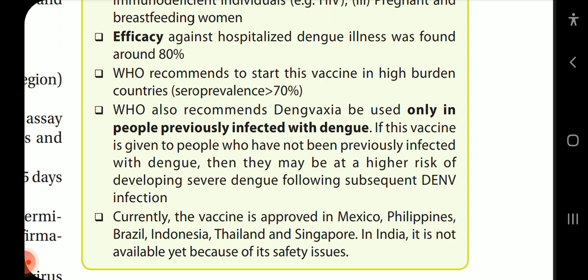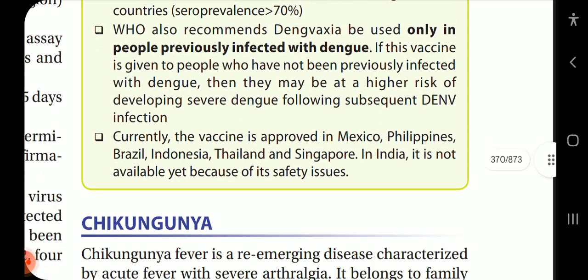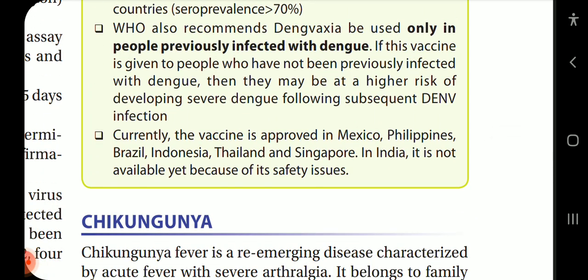If this vaccine is given to people who have not been previously infected with dengue, then they may be at higher risk of developing severe dengue following subsequent DENV infection. Currently, the vaccine is approved in Mexico, Philippines, Brazil, Indonesia, Thailand, and Singapore. In India, it is not available yet because of safety issues.